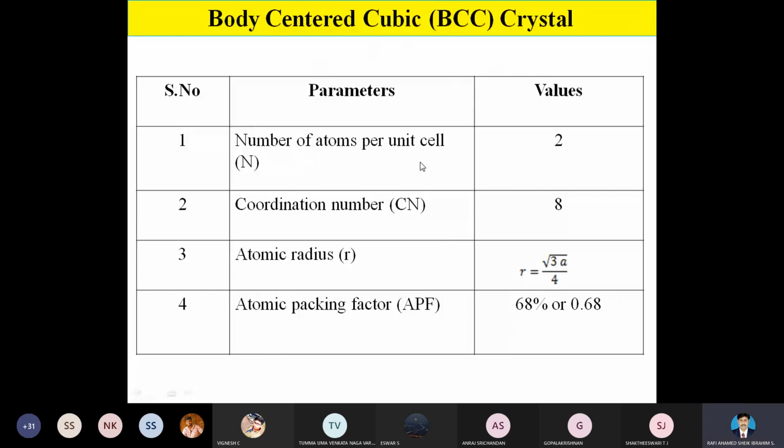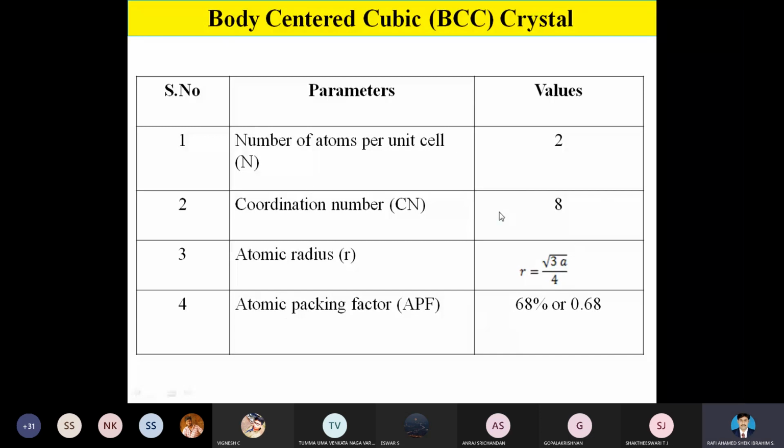Number of atoms per unit cell is 2. Coordination number CN is 8. Atomic radius r is equal to root 3 a by 4. Atomic packing factor is equal to 68. Here the root 3 is not combining with the a. By mistake I have shown it like root 3a, but a is not under the root. So r is equal to root 3, then a divided by 4. Atomic packing factor is 68% or 0.68.